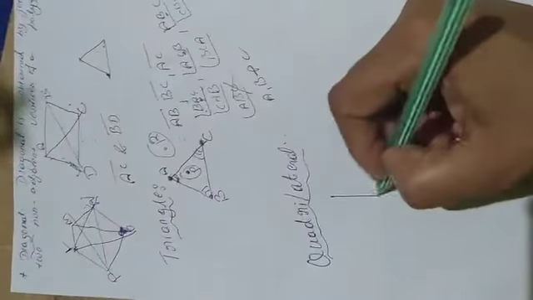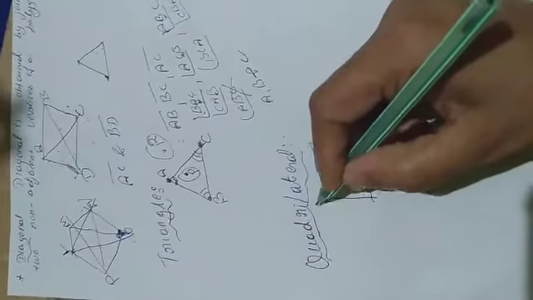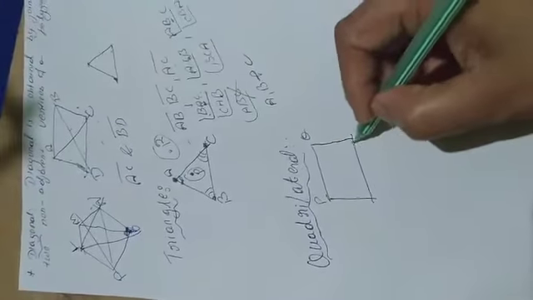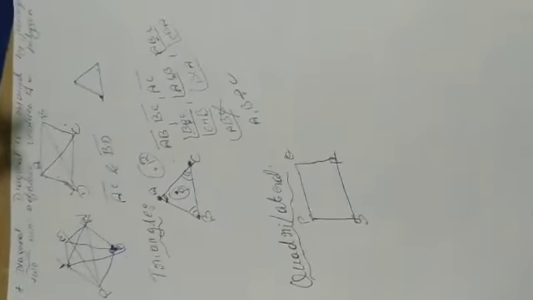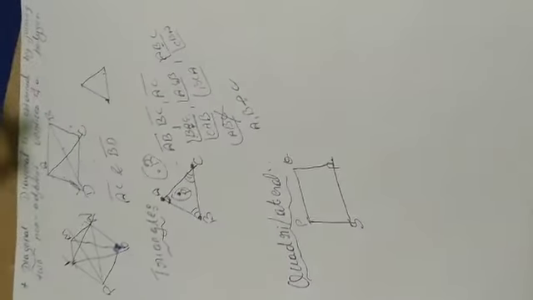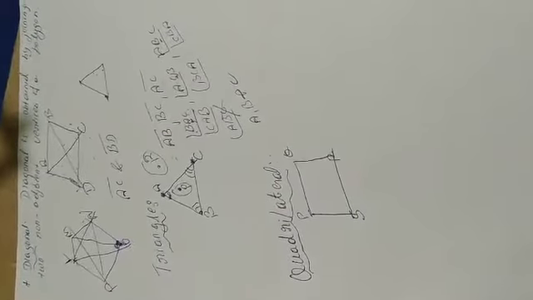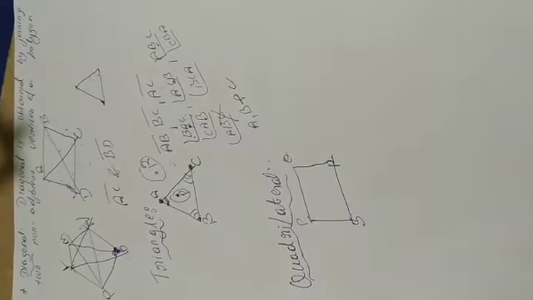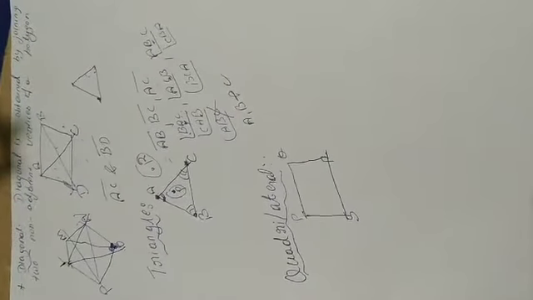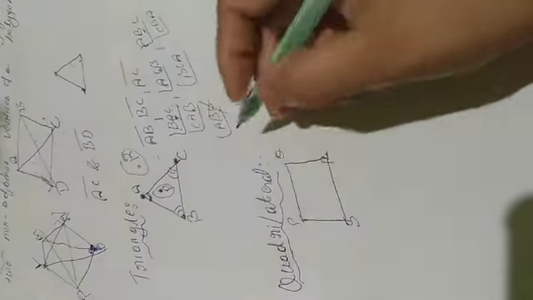So quadrilateral has a quadra. Quadra means four. So lateral is nothing but sides. Quadrilateral has four sides. So see here, PQ, QR, RS, PS are the four sides of the figure, isn't it? Four sides, and these four sides are called line segments.